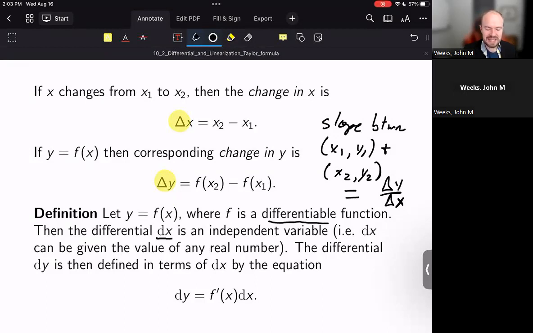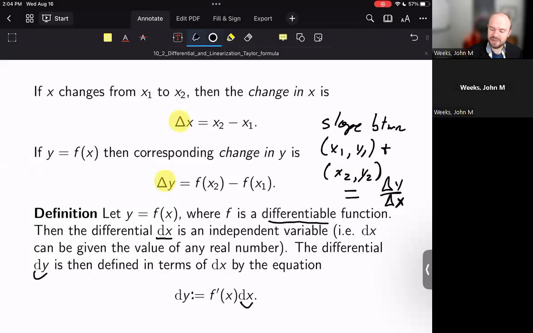Now, the differential dx is going to be an independent variable, and this can be given the value of any real number that I want to go through and plug in. Now, the differential dy is going to be defined in terms of dx. So dy is going to be defined in the following way. I'll use this little colon over here to say that this is a definition, that whenever I have y equals f of x, dy is going to be f prime of x times dx.